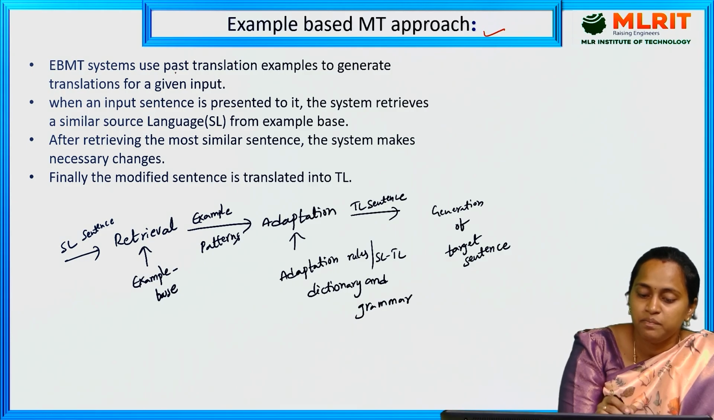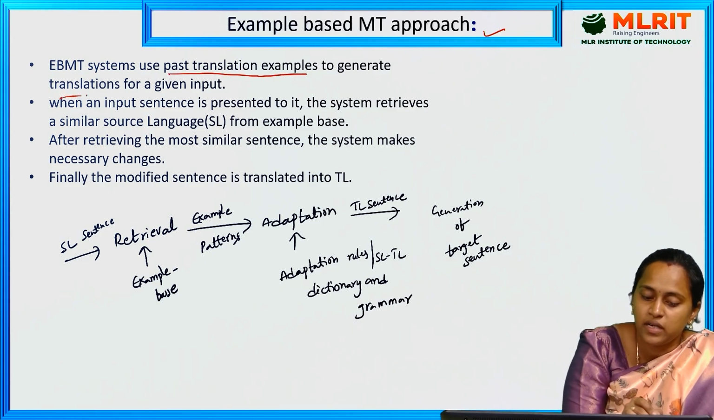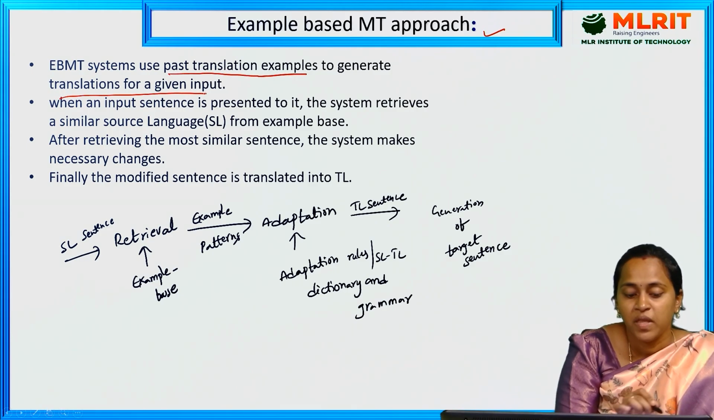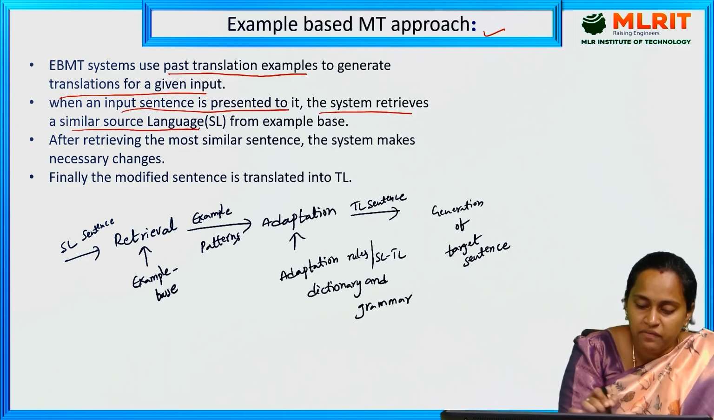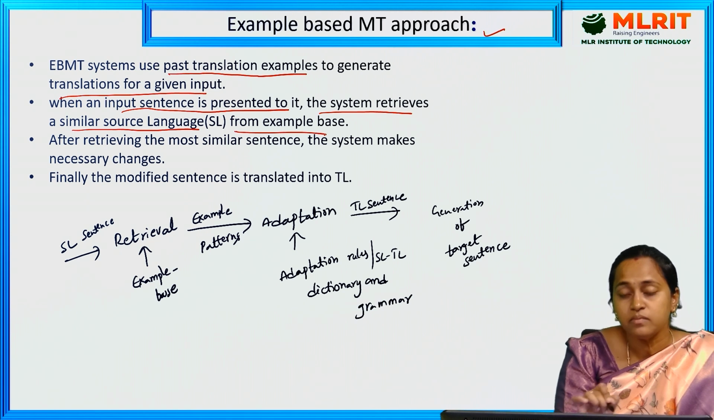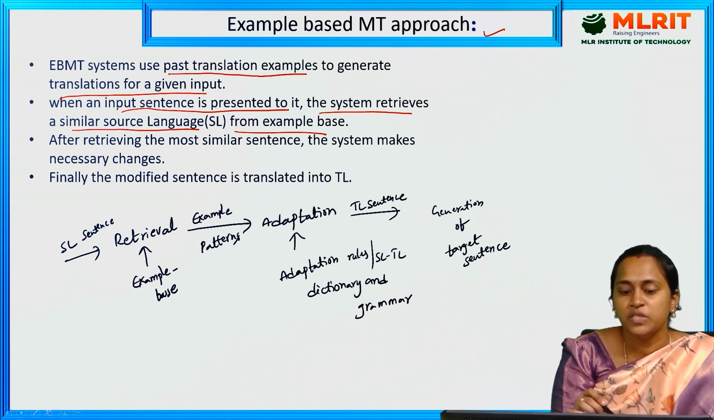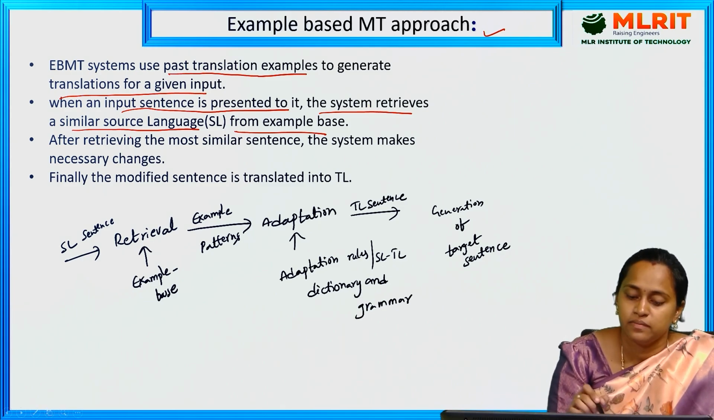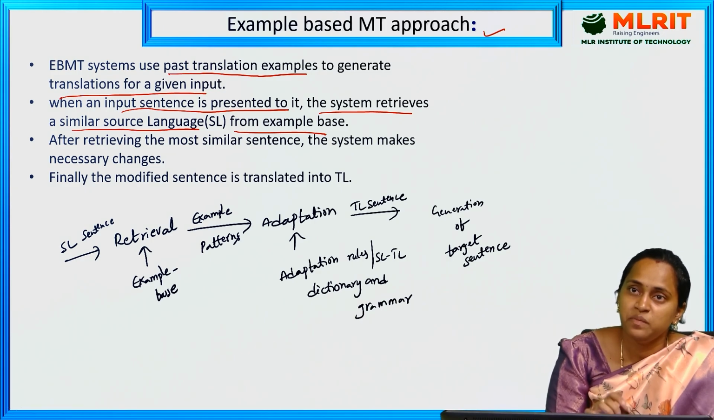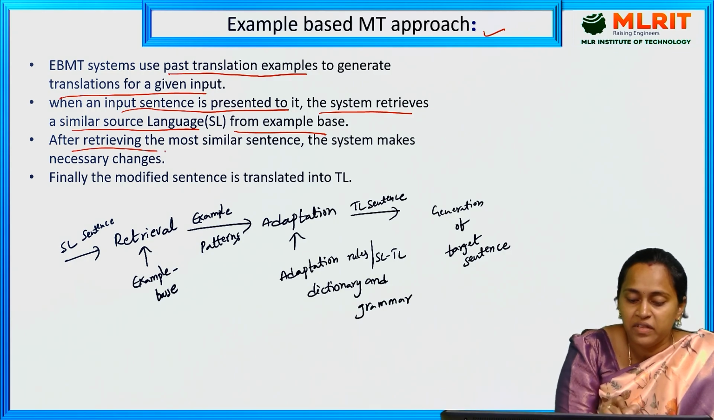An example-based system uses past translation examples to generate translations for the given input. When an input sentence is presented, the system retrieves similar source language sentences from the example base. That means whatever sentence we give, it takes similar input from a database. After retrieving the most similar sentence, the system makes necessary changes.